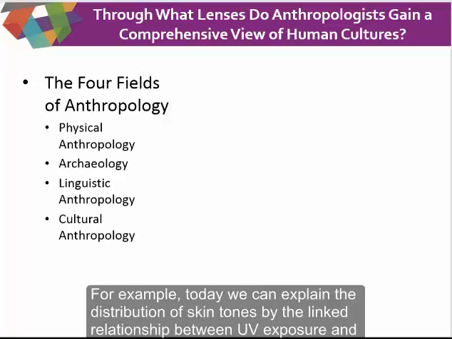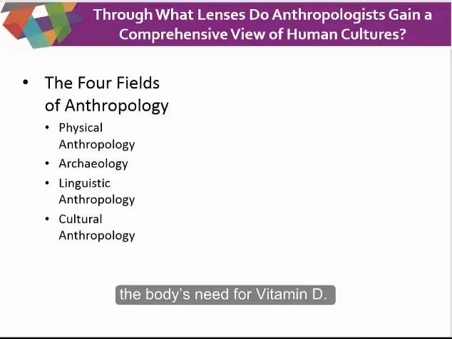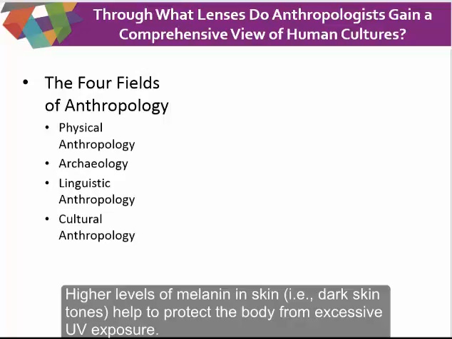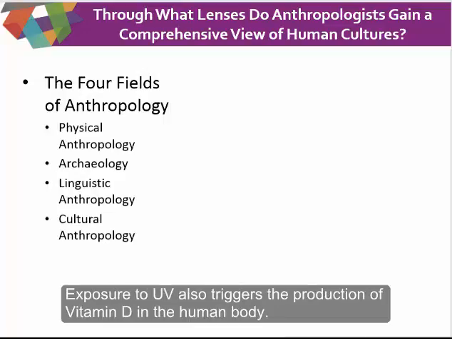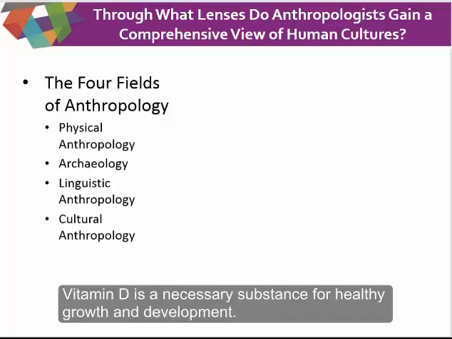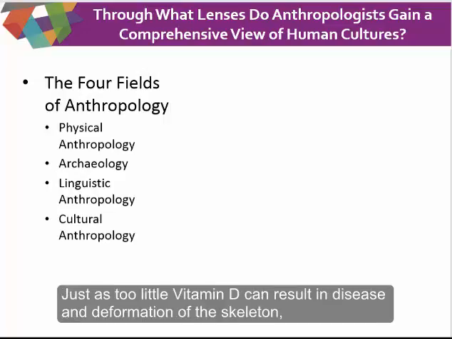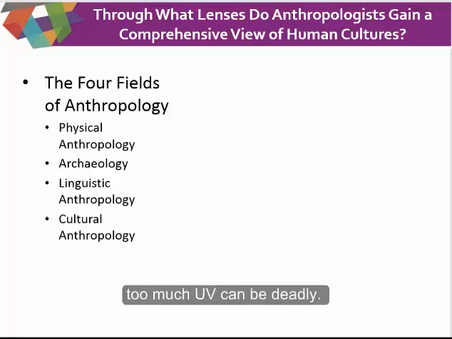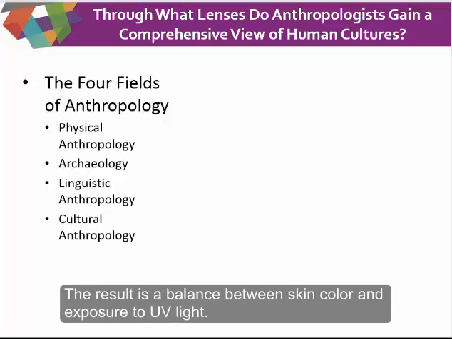For example, today we can explain the distribution of skin tone by linking relationships between UV exposure and the body's need for vitamin D. Higher levels of melanin in the skin, i.e. dark skin tones, help to protect the body from excessive UV exposure. Exposure to UV also triggers the production of vitamin D in the human body. Vitamin D is a necessary substance for healthy growth and development. Just as too little vitamin D can result in disease and deformation of the skeleton, too much UV can be deadly. The result is a balance between skin color and exposure to UV light.